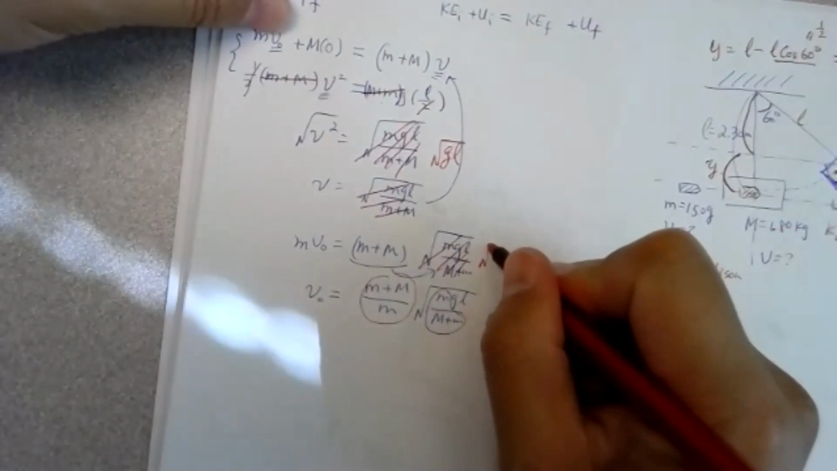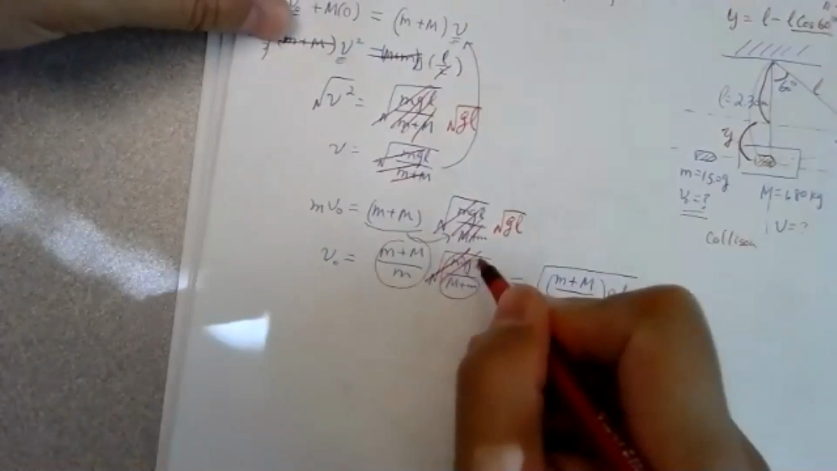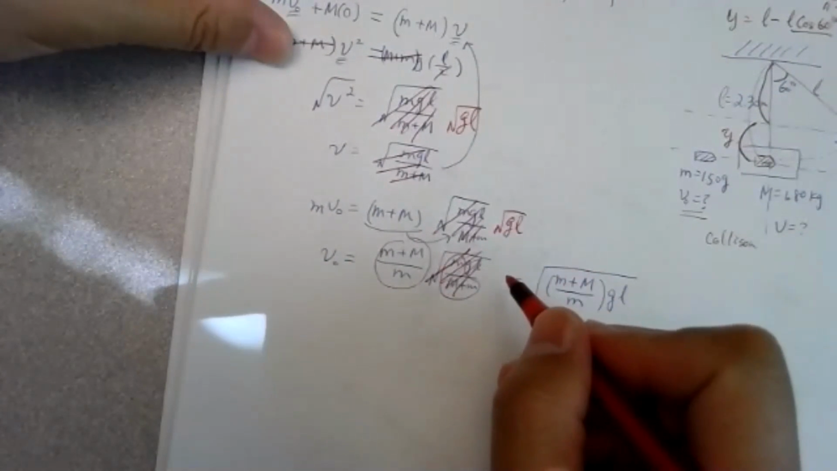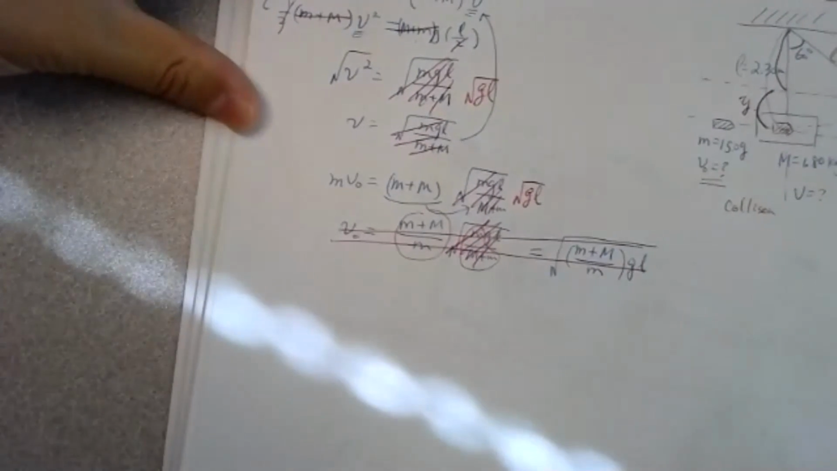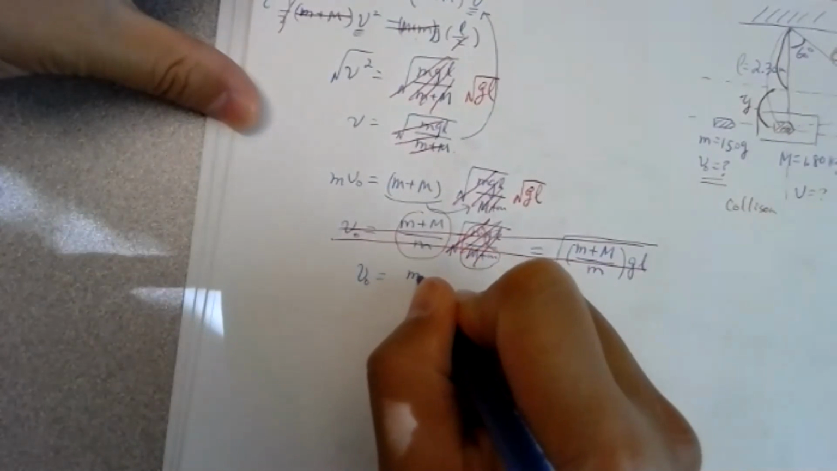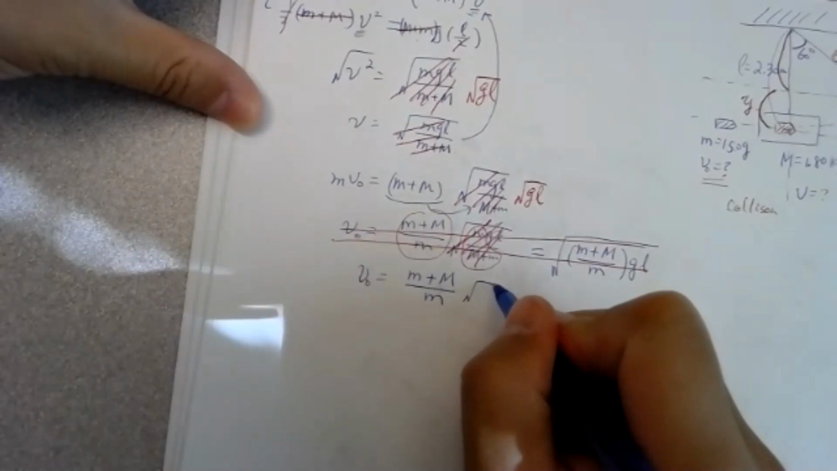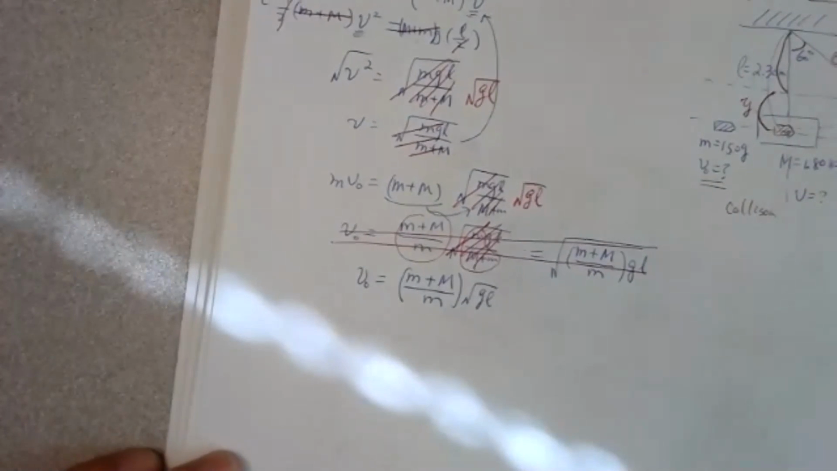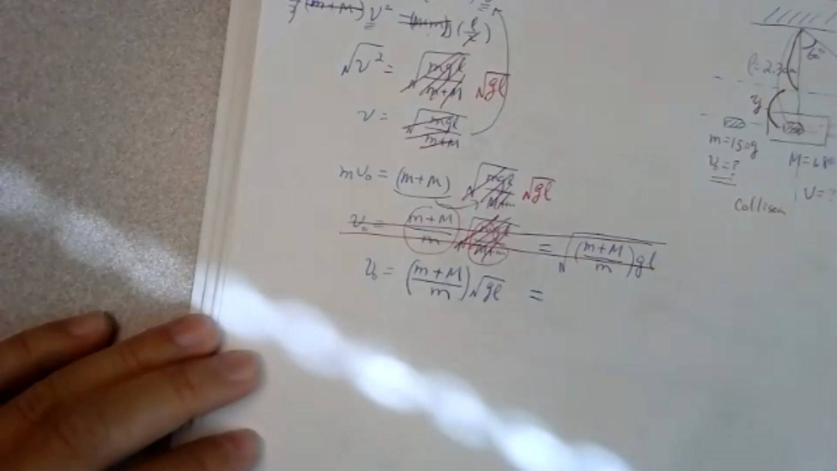So then square root of gL here, okay? So it actually will give you, so this is not right, okay? I apologize for that. So V0 is equal to small m plus capital M over small m times square root of gL, okay? All right. Then you can plug in your numbers.